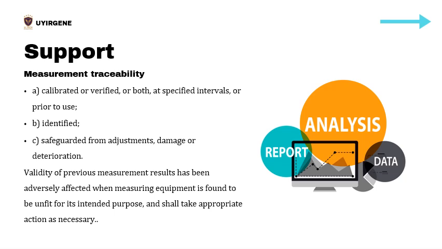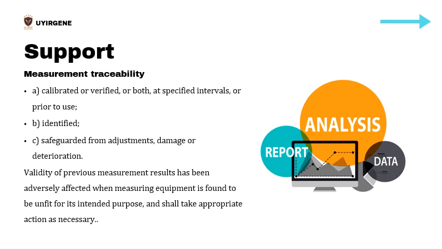Measurement traceability. When measurement traceability is a requirement, or is considered by the organization to be an essential part of providing confidence in the validity of measurement results, measuring equipment shall be calibrated or verified, or both, at specified intervals, or prior to use, against measurement standards, traceable to international or national measurement standards. When no such standards exist, the basis used for calibration or verification shall be retained as documented information.